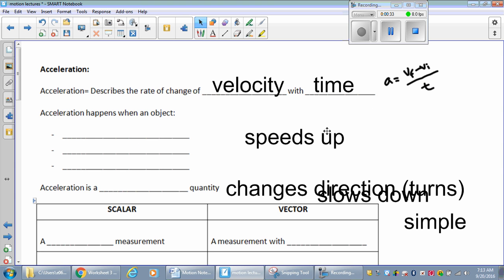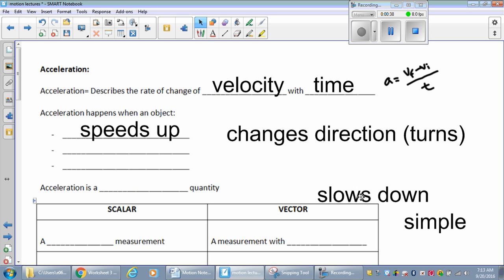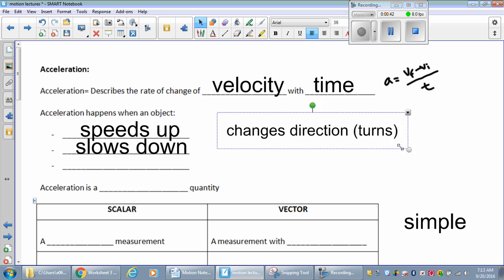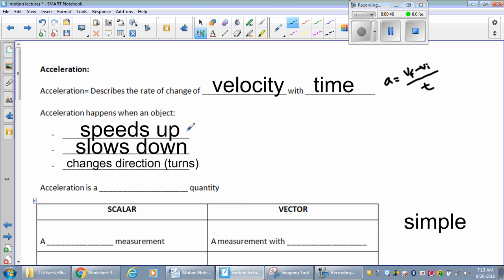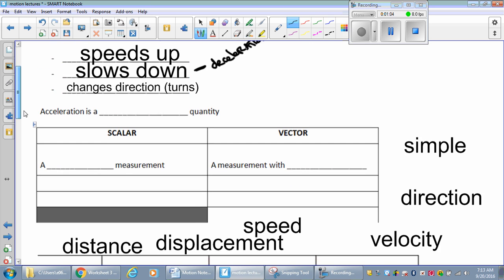Acceleration happens when an object, you need to know that it happens three ways. Speeds up, slows down, so that's deceleration, right? Or it changes directions. That's a really fancy way of just saying turns. Okay, speeding up is accelerating. That's what we call acceleration. Slowing down is accelerating in the negative direction, or deceleration. Changing direction will also change your velocity.